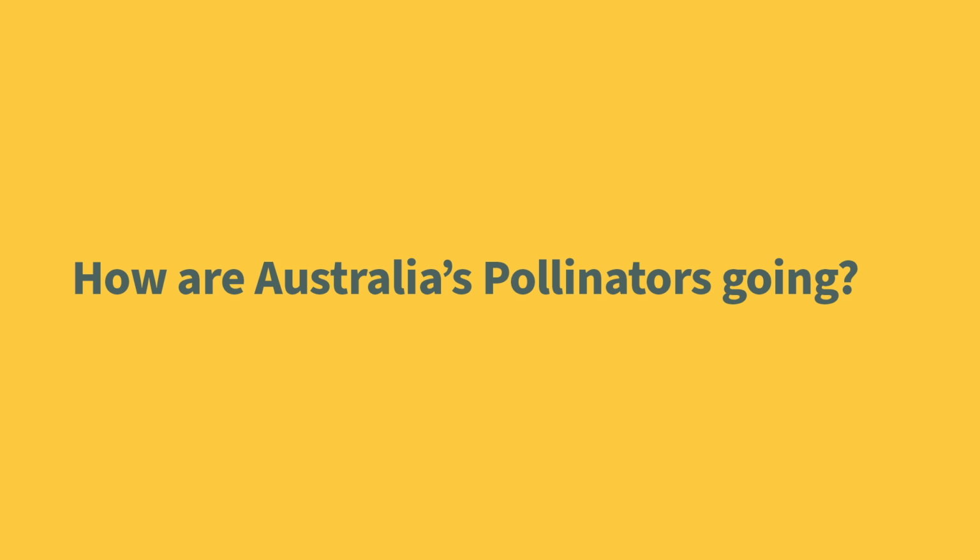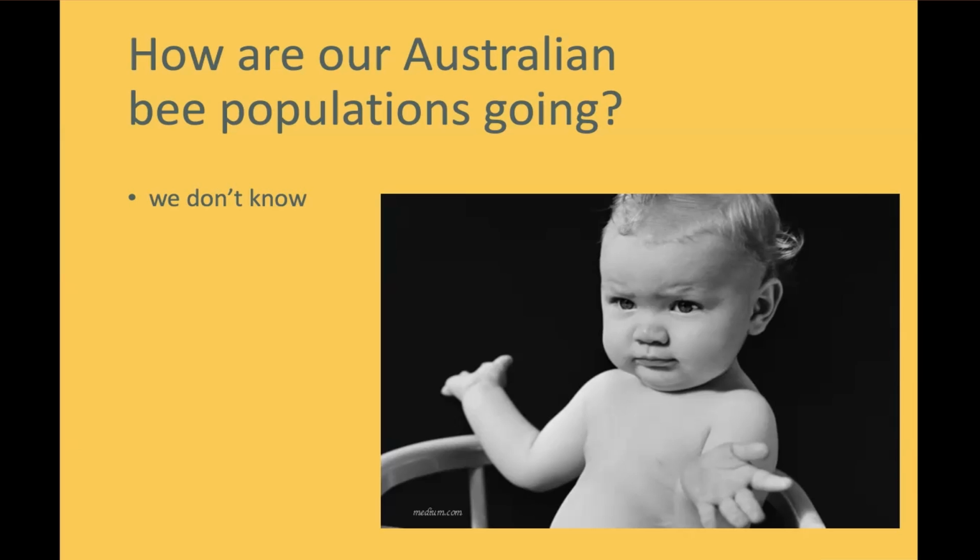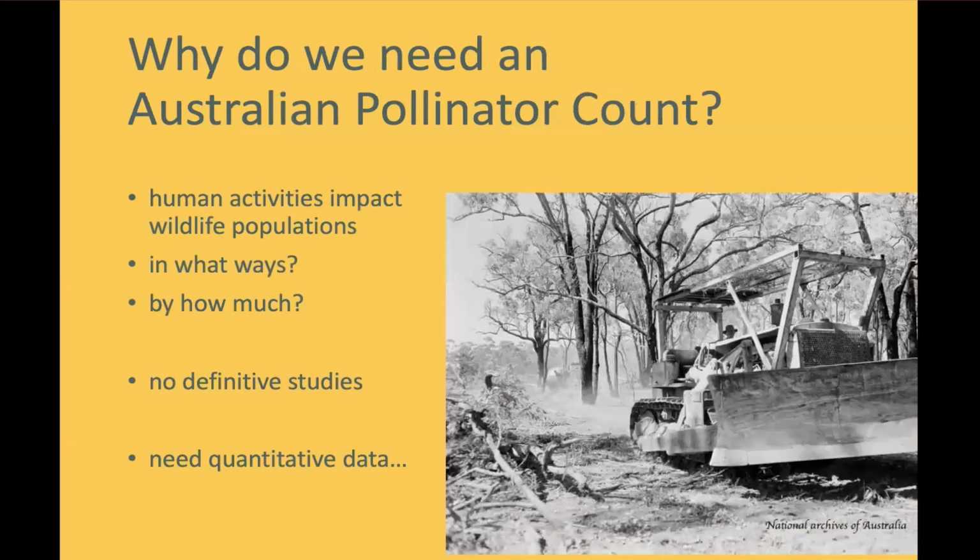I've been asked many, many times, so how are our Australian pollinators going? How are the bees going? Well, we don't know. We just have no idea because there's been no studies done. We know from studies overseas that human activity is impacting our wildlife populations, but we don't know which way and we don't know how much because Australia hasn't conducted any significant studies that have got definitive data. Authorities need accurate data in order to make decisions.